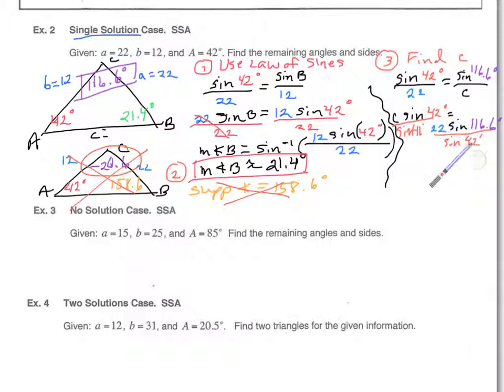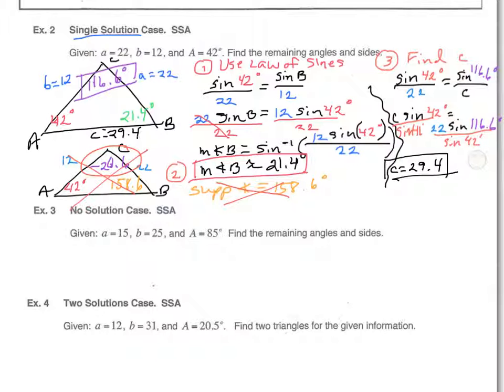Are we doing inverse sine this time? No, because we're finding C. It's not an angle. So then C is just 22 times the plain sine of 116.6. If you hit enter, you get 19.67. And then divided by sine of 42, you get 29.4. And so that's our third piece, and we're going to throw that in here gently, 29.4.